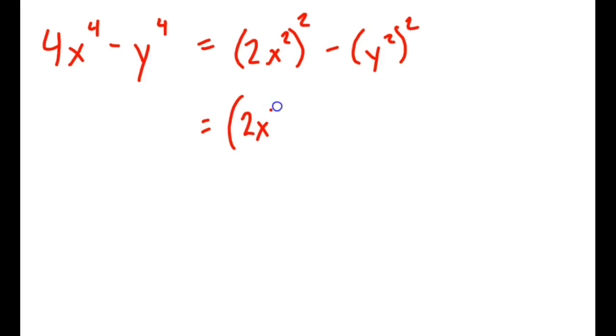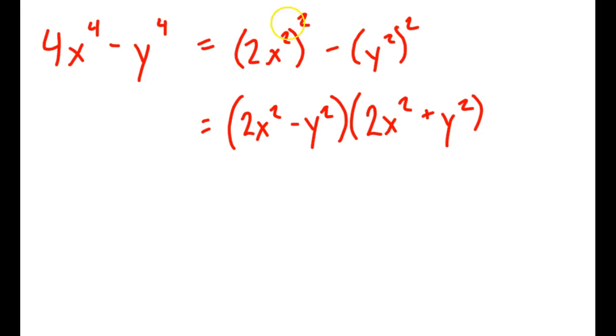We have 2x squared minus y squared times 2x squared plus y squared. Using exponent properties again, rewriting that, and then using difference of squares to factor that out. It is perfectly fine for us to stop at this point.